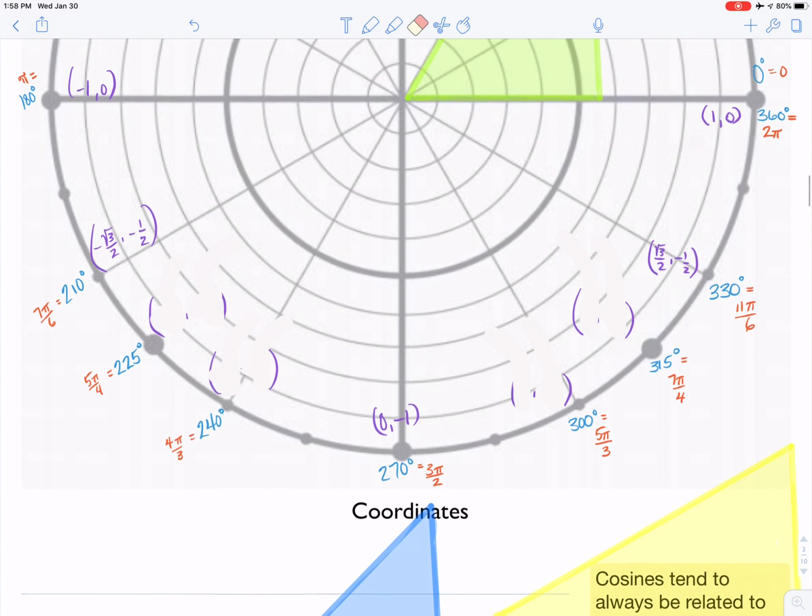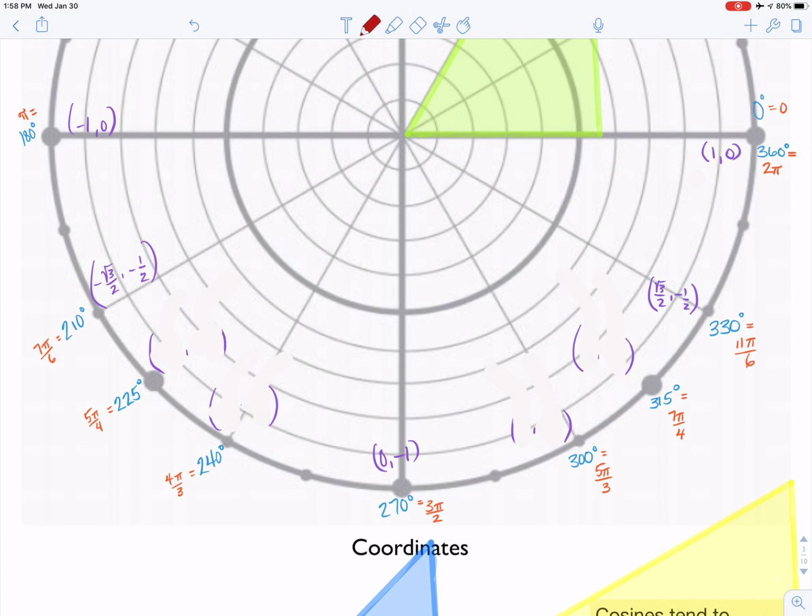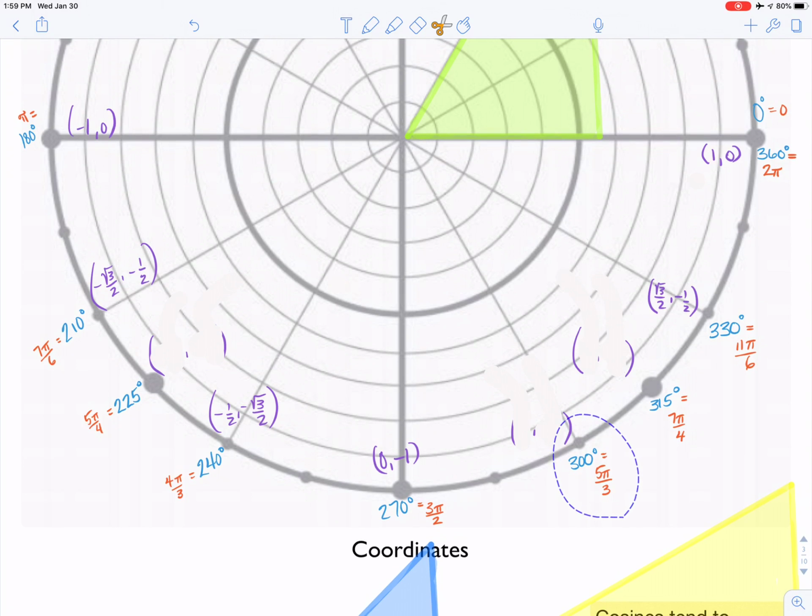Go down to 4 pi over 3. Again, you have a short x value, you have a long y value, poorly drawn, I might add. Both of them, though, are going to be negative. So you have a negative 1/2 for your short value and a negative root 3 over 2 for your long value. And then lastly, we have here the coordinate at 300, or 5 pi over 3. Notice that you've got a short value to the right, so that's going to be a positive 1/2, and a long value down, so that's negative root 3 over 2. So that takes care of all of our pi over 6 and pi over 3 positions.